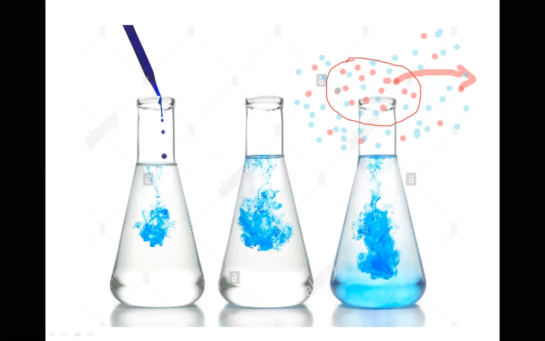Outside the cell, the oxygen concentration is more, right? And inside, the concentration of oxygen is less, so it needs more oxygen. So it will go inside. So oxygen moves inside and carbon dioxide moves out. Carbon dioxide moves from inside to outside, right? This is called diffusion: from a higher concentration, that is outside, to a lower concentration.